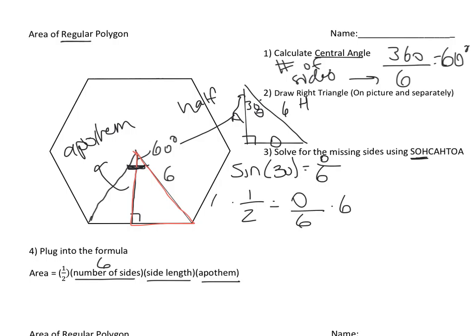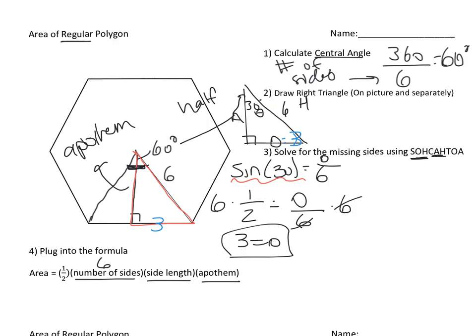Multiply both sides by 6. Remember, this is sine of 30, you can just plug in your calculator, so you can get 0.5 or 1/2. Multiply both sides by 6. So 1/2 of 6 is 3, so that means the opposite side right here is 3 units long. Now this 3 is the same as this 3. Okay, next let's solve for the adjacent.